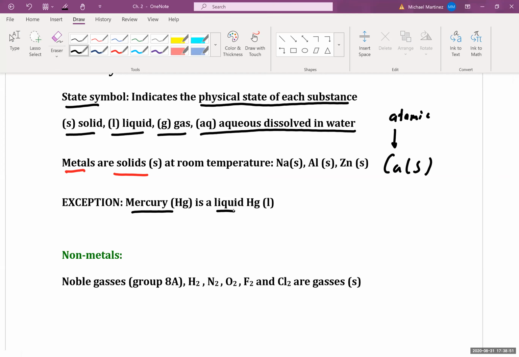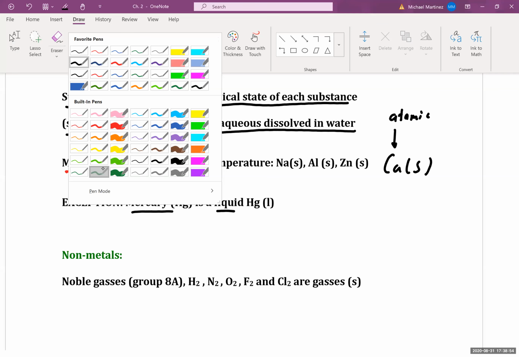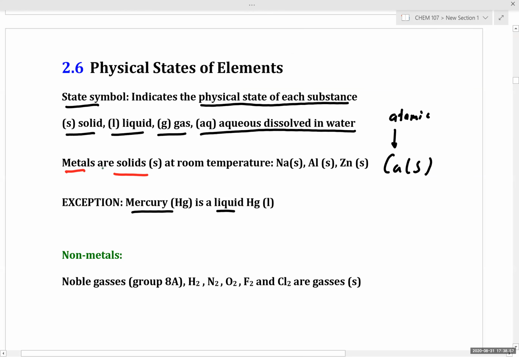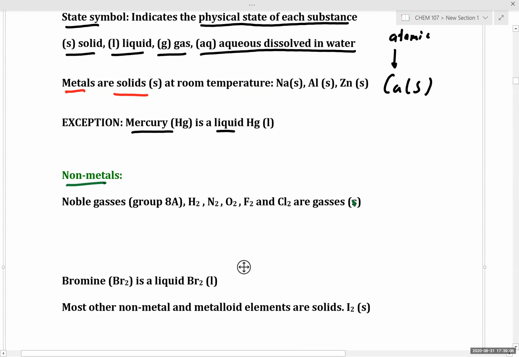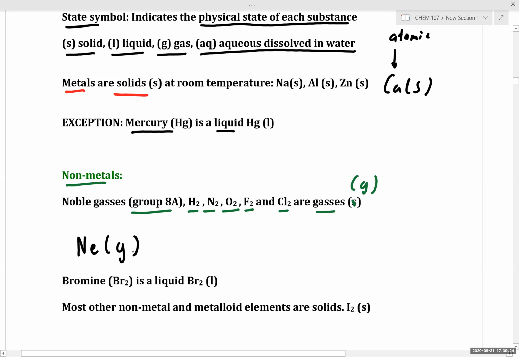Okay, so metals are fairly straightforward. The majority of the elements in the periodic table are in fact solids. For our nonmetals, we have our noble gases, hydrogen, nitrogen, oxygen, fluorine, and chlorine. All of these elements are gases that we'd write with a G symbol. For example, if we're writing the formula of a noble gas such as neon, it would be written as neon gas. Hydrogen, nitrogen, oxygen, and fluorine are all diatomic gases.